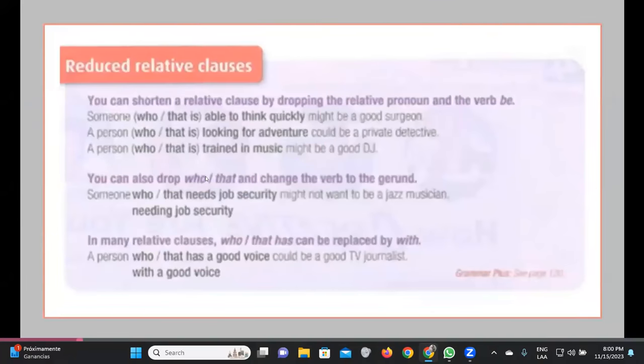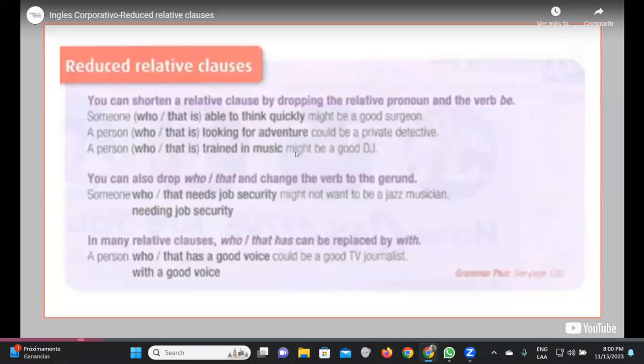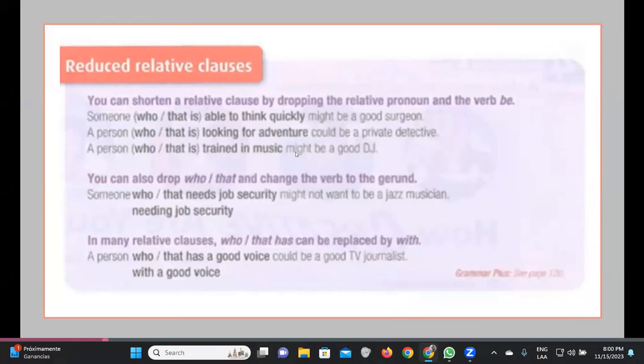Reduce relative clauses. You can shorten a relative clause by dropping the relative pronoun and the verb be. Someone who, that is, able to think quickly might be a good surgeon. A person who, that is, looking for adventure could be a private detective. A person who, that is, training music might be a good DJ.